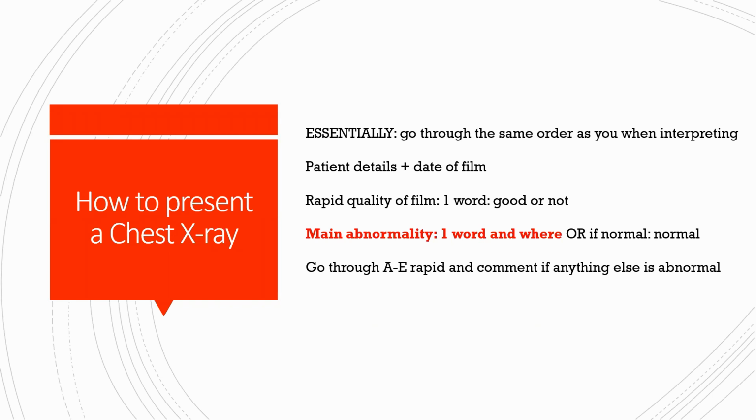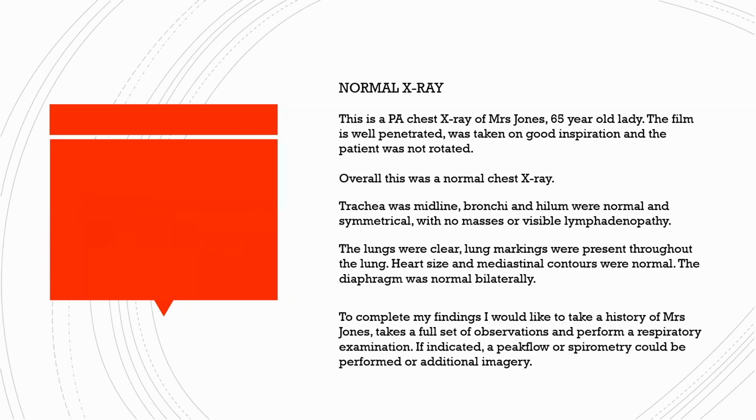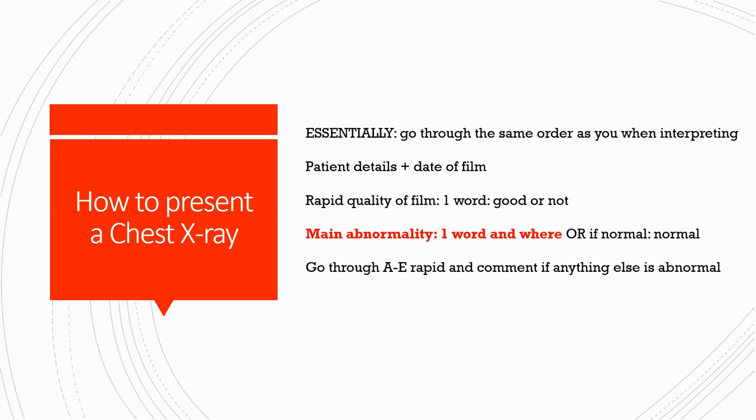Then very quickly, quality of film, just one word. Is it satisfactory or not satisfactory, okay? And then the main abnormality, just one word and where, okay? Or if it's normal, you just say normal. But it's important that before you go on through A to E, you say, this is the main abnormality, okay? I'll show you some examples later. And then you go through A to E and comment if there's anything else that's abnormal, okay?